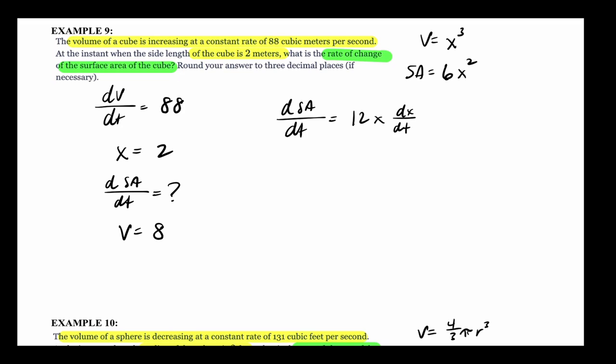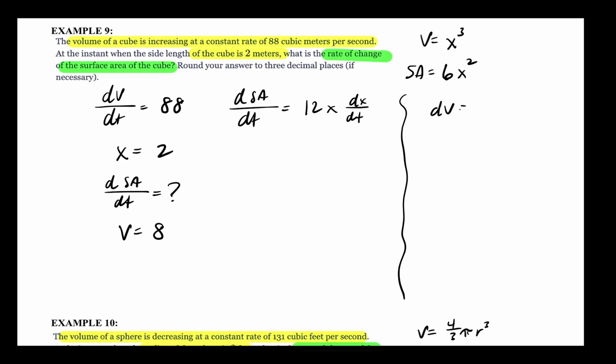dSA/dt, we don't know. 12x we know, dx/dt we don't know, right? So we're going to definitely use that one, but we'll come back to it. The one we're actually going to start with is volume, because we need dx/dt. So volume, dV/dt equals 3x squared dx/dt.